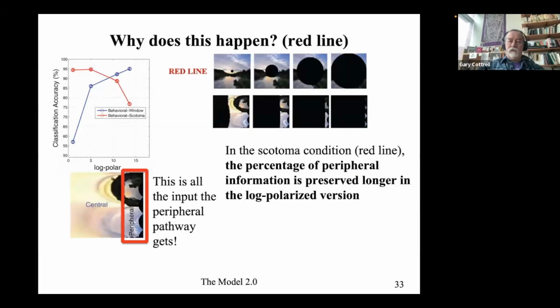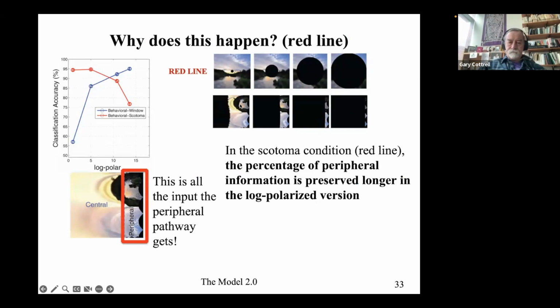And so you can explain these results. That's what I like to do with models, is use them to explain results. Notice that this is all the information. So think about the red line that's in this situation. Is the 1 point, this is just foveated. Here's log polarized. And notice that this is the only input in our model that the peripheral pathway got.